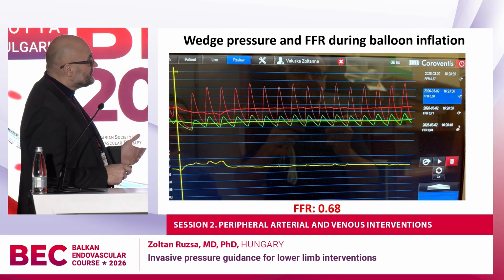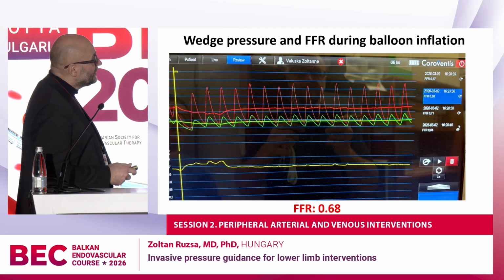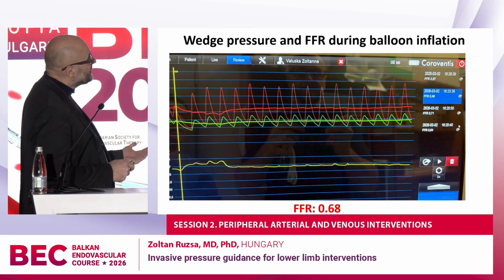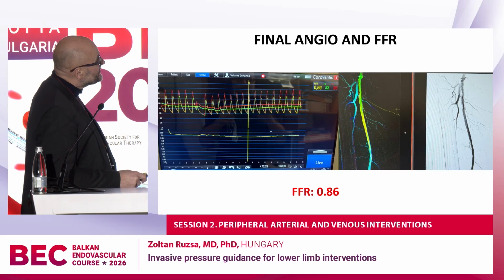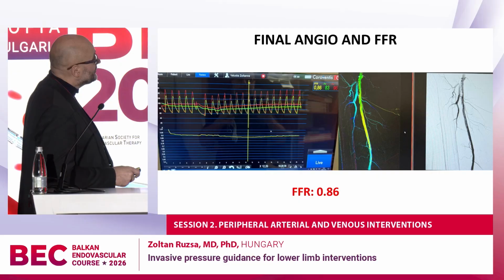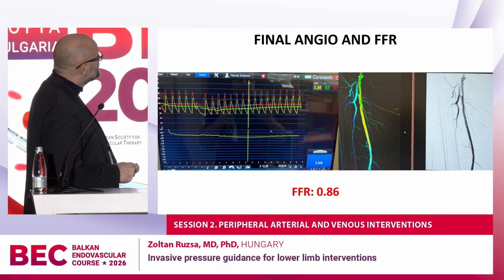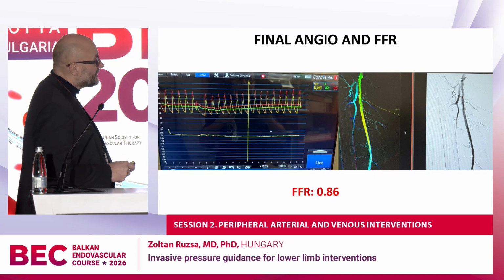So sometimes we can check not just the stenosis severity, but the collaterals also. And then after the intervention, this is the result. We have some B-type dissections, but not severe. I dilated with the DCB. This is the result, and we have a nice pressure.